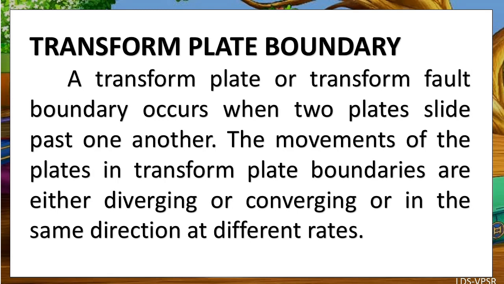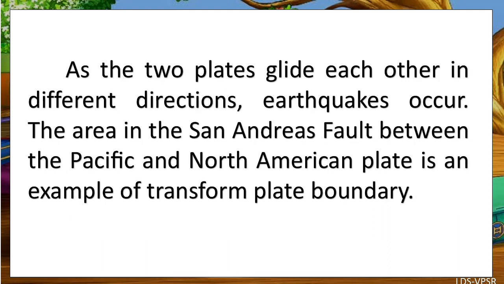Transform plate boundary. A transform plate or transform fault boundary occurs when two plates slide past one another. The movements of the plates in transform plate boundaries are either diverging or converging or in the same direction at different rates. As the two plates glide past each other in different directions, earthquakes occur. The area in the San Andreas Fault between the Pacific and North American plate is an example of a transform plate boundary.